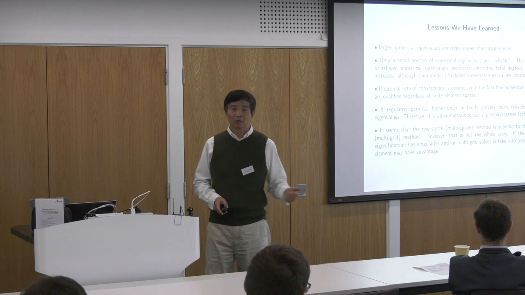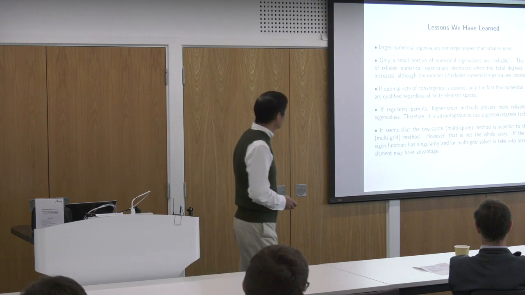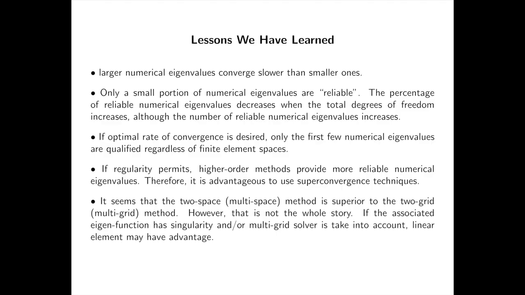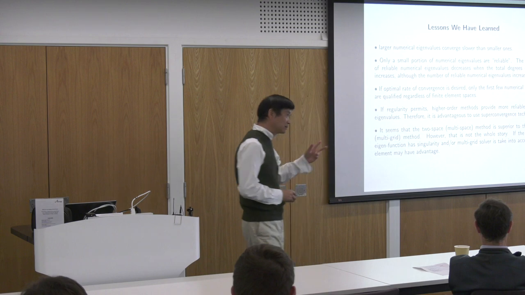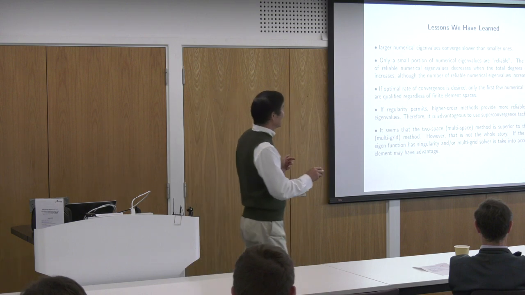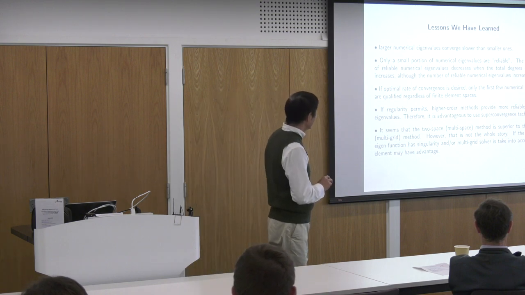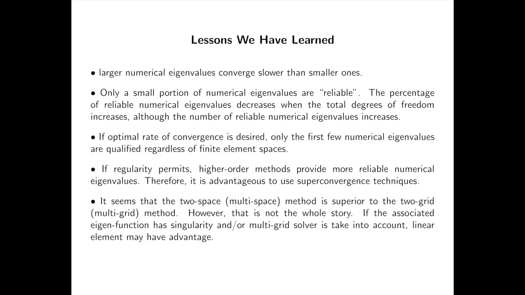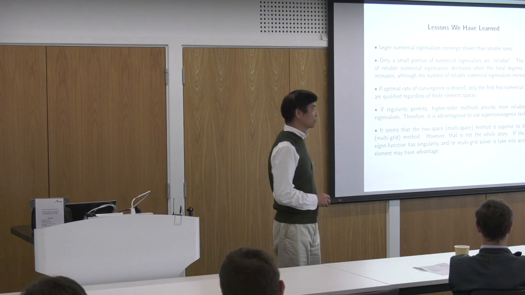30%, 25%, no, not the case. All right? And if optimal convergence rate is desired, only the first few numerical eigenvalues qualify, regardless of finite element spaces. Right? Optimal. So this is called finite element. If regularity permits, higher order methods provide more reliable numerical eigenvalues. Therefore, it is advantageous to use superconvergence techniques and high accuracy numerical methods.